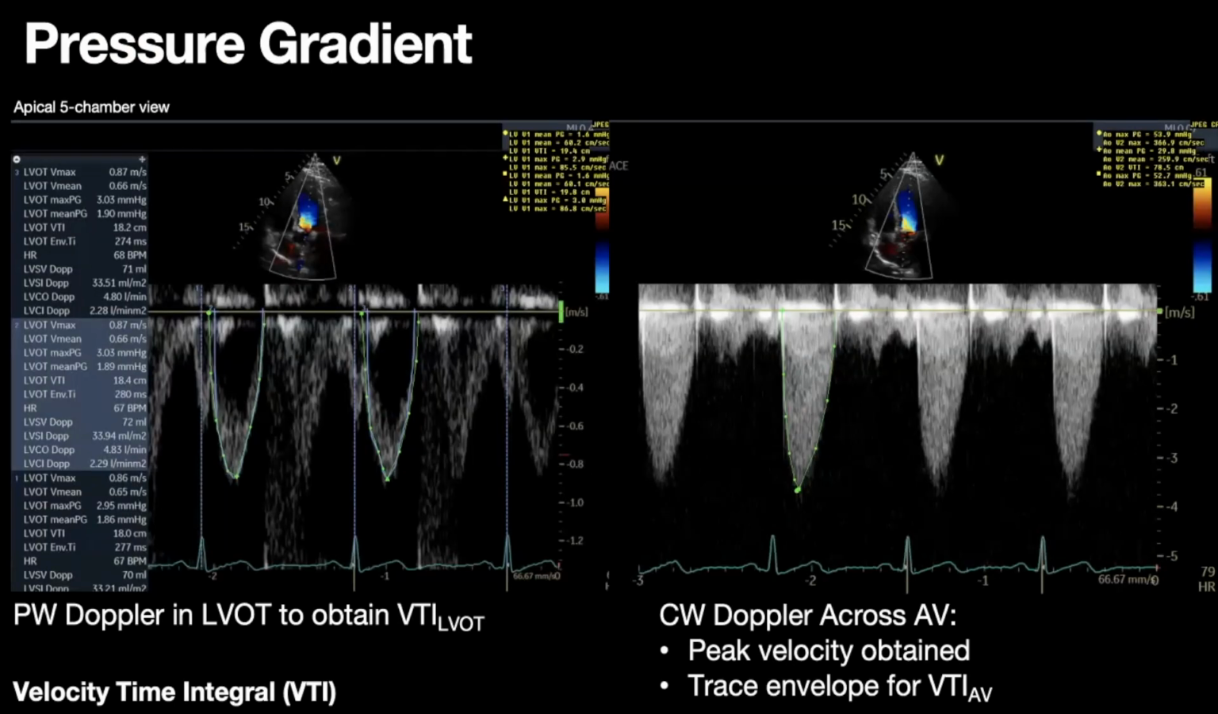So this is the apical four-chamber view, and we're looking at, on the left, we're using pulse wave Doppler in the LV outflow tract and tracing the envelope to obtain the velocity time integral, the area under the curve, to obtain the velocities and flows out of the LVOT. On the right, we have continuous wave Doppler across the aortic valve, which gives us our maximal instantaneous velocity, which is your Vmax. And as well, we trace the Doppler envelope here to obtain the VTI of your aortic valve.